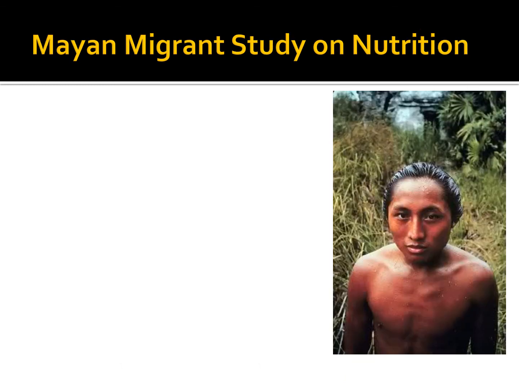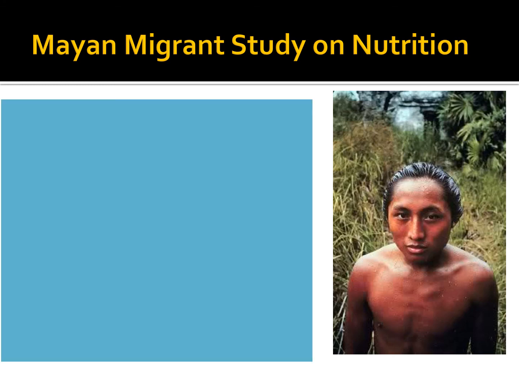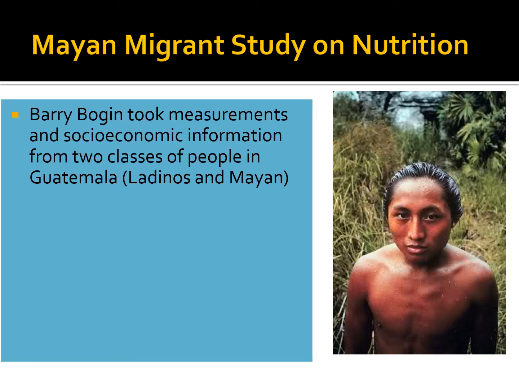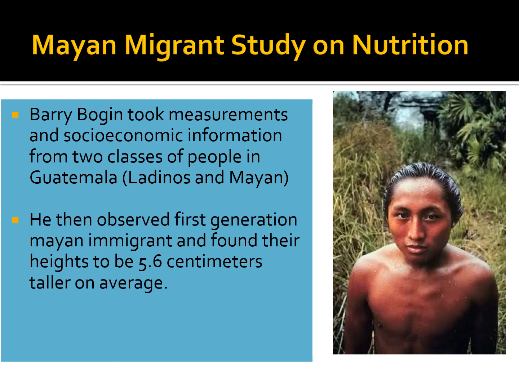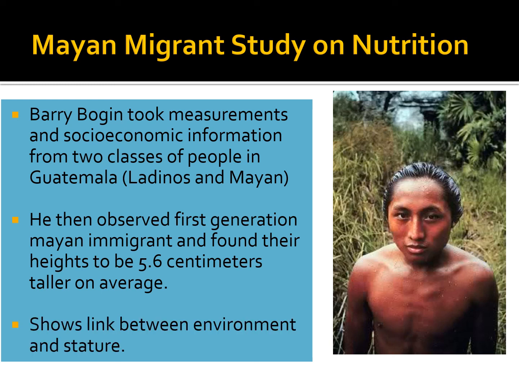So let's take a little bit of time to talk about variances in health systems and how that relates back to the main topic for the course, which is race and racism. We have the Mayan Migrant study on nutrition done by Barry Bogin, who took measurements and socioeconomic information from two classes of people in Guatemala, the Ladinos, who are the more wealthy, and the Maya, the indigenous people. He observed first-generation Mayan immigrants and found their heights to be 5.6 centimeters taller than average. So what this does is show a real link between environment and stature, right?